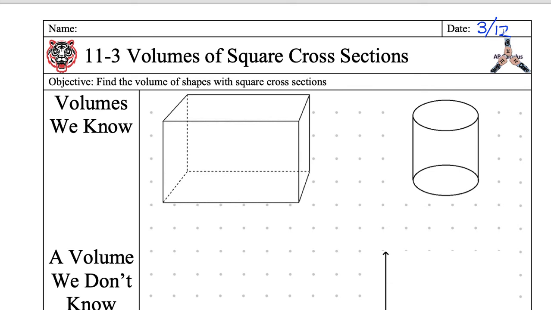And our objective today is pretty straightforward. Find the volume of a shape with square cross sections. Yes, and you still read it better than I did.